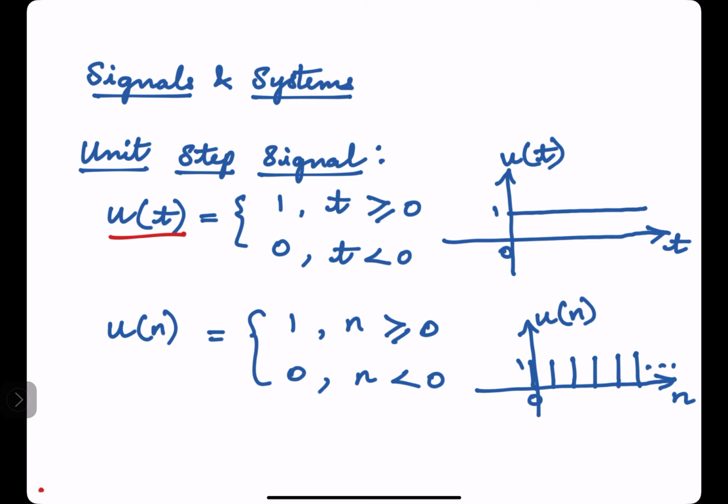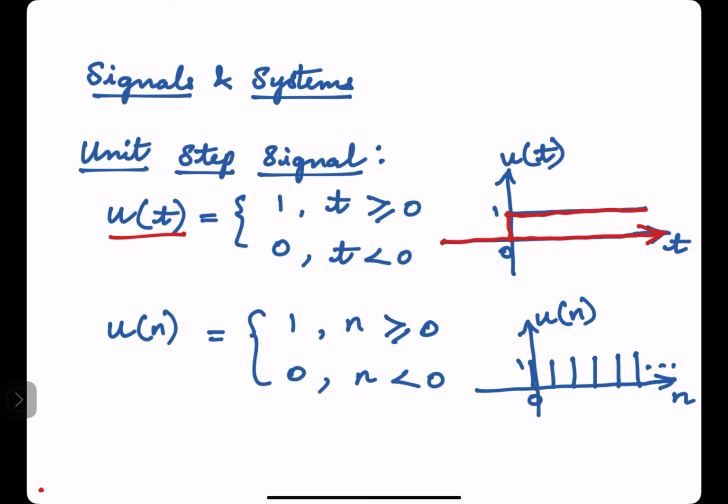So u of t is equivalent to 1 for t greater than or equal to 0 and 0 for t less than 0. It is represented by this graph. The x-axis is represented as t and the y-axis is represented by the amplitude. Since u of t occurs only from 0 to infinity, from 0 it will have the amplitude 1. So it goes on till infinity.